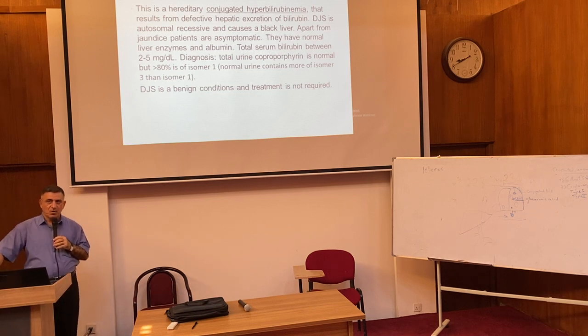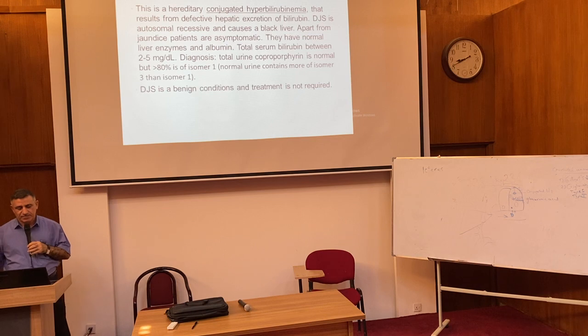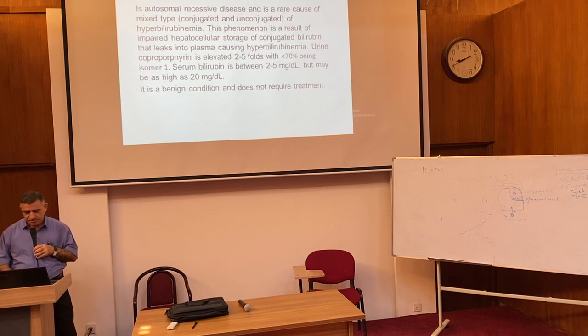Coproporphyrin in the normal urine is mostly isomer 3. Dubin-Johnson is also benign and there is no need for treatment.